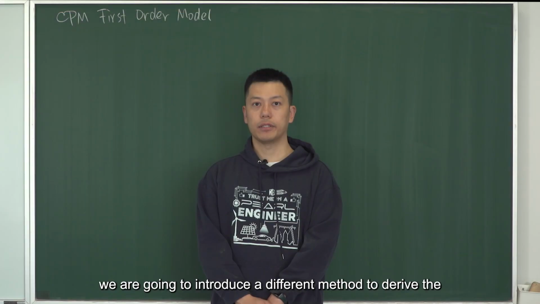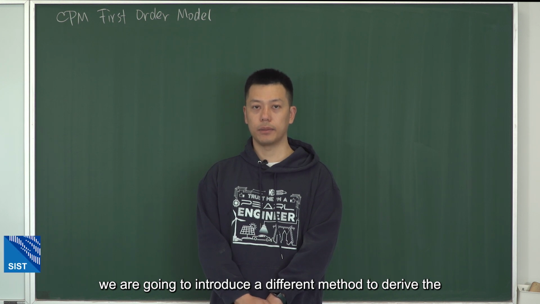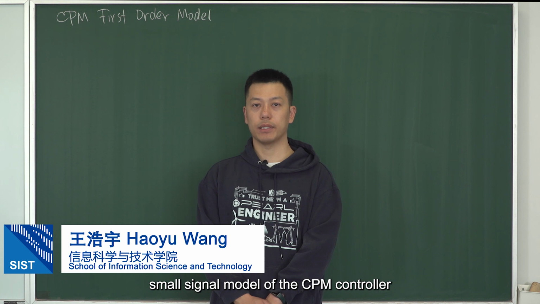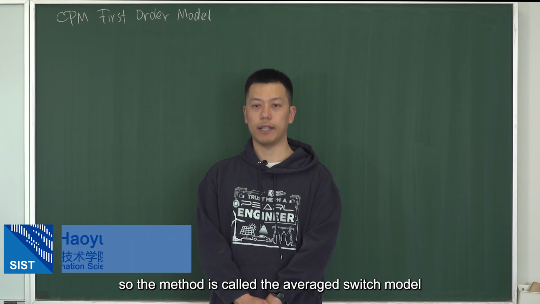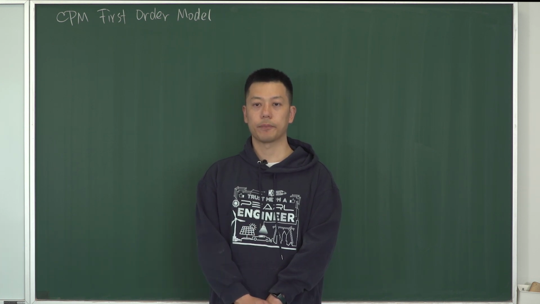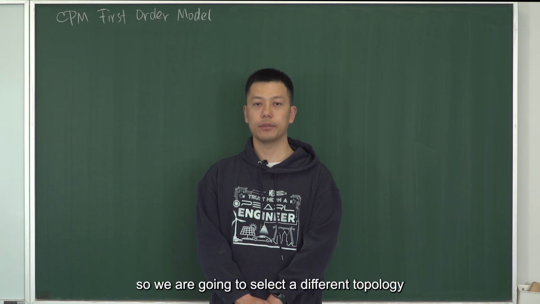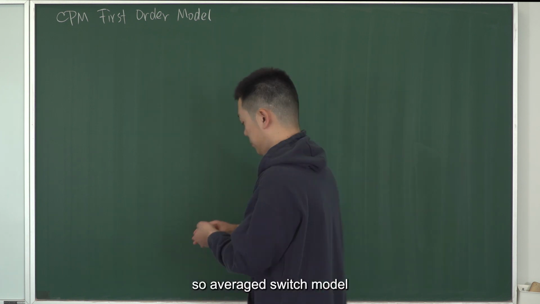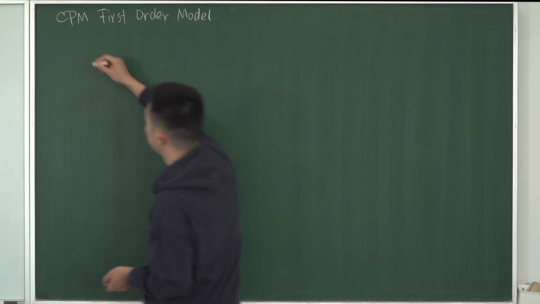So in this section, we are going to introduce a different method to derive the small signal model of the CPM controller. The method is called the average switch model. So we are going to select a different topology. Here we use the buck converter as the example. So, averaged switch model.